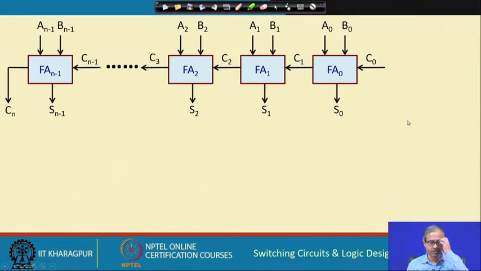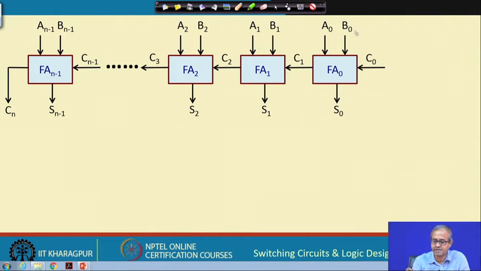So, this is how an n bit full adder looks like. You see, there are n number of stages, there are n full adders FA0, FA1 up to FAn minus 1. The two input numbers are A0 to An minus 1 and B0 to Bn minus 1. C0 is the input carry, sum is generated S0 to Sn minus 1 and a final carry out Cn is also generated.